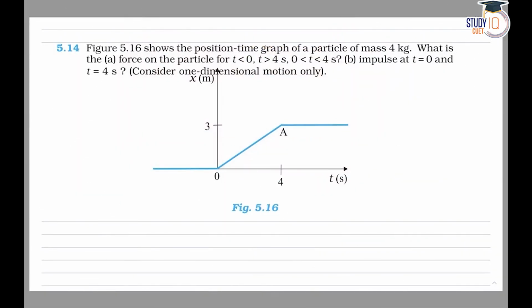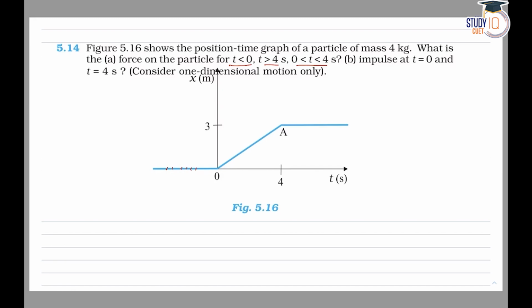NCERT Physics Class 11th, 5th chapter, which is laws of motion, question number 5.14. In this, we have to define what is the net force acting on the particle for t less than 0, t greater than 4, and t between 0 to 4. We can say from the graph that for t less than 0, the position of the particle is not changing, the position of the particle is fixed. So the particle remains at rest in an interval.